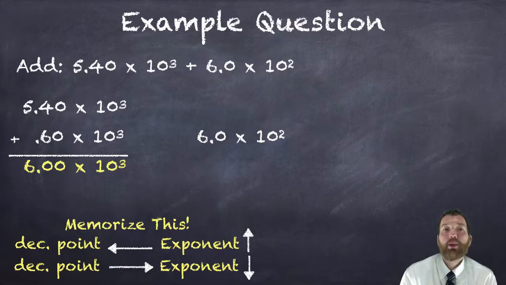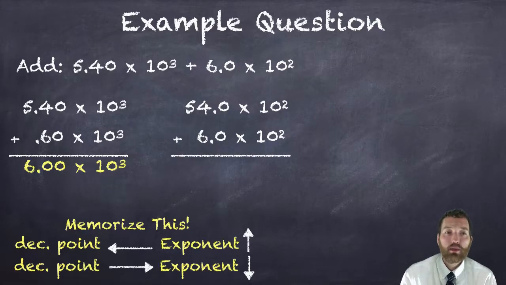So let me show you what would have happened if I picked the first number to change instead of the second number. So if I take the number 6.0 times 10 to the second and I want to make the first number also times 10 to the second, I'm going to need to move the decimal point on it. So the number is times 10 to the third, and I want to make it times 10 to the second. So I want the exponent to decrease. So to do that, I need to move the decimal point to the right 1 if I want the exponent to decrease 1. So if I move the decimal on 5.40 to the right 1, I get 54.0 times 10 to the second. If I go ahead and add those coefficients, I'll get 60.0 times 10 to the second.